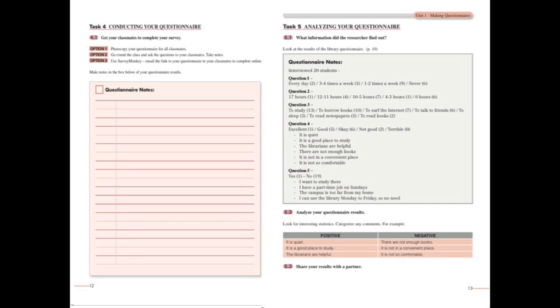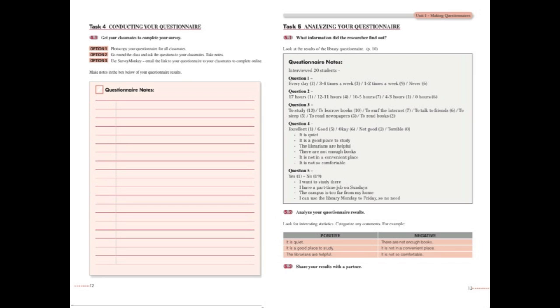Task 5 then provides a model analysis of the library questionnaire that was given to the students as an example on page 10. There are some results. They can read through the results and look at the analysis that the researcher has done and the results that he or she has found.